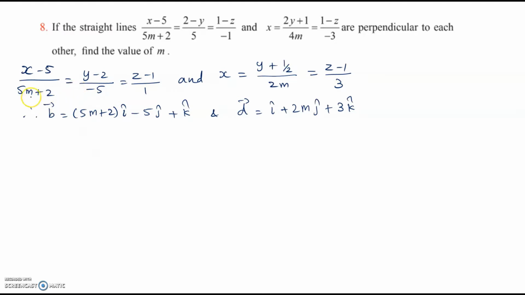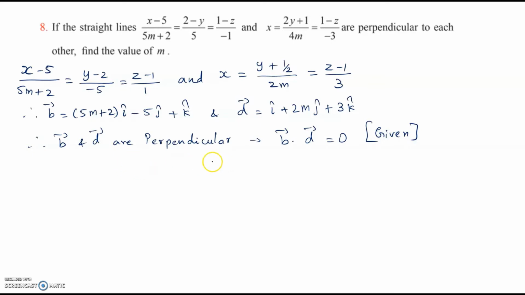And it's given to us that these two lines are perpendicular. Therefore, vector B and vector D are perpendicular. Okay, so if they are perpendicular, then we know that vector B dot product with D will be equal to 0. So this is given to us.